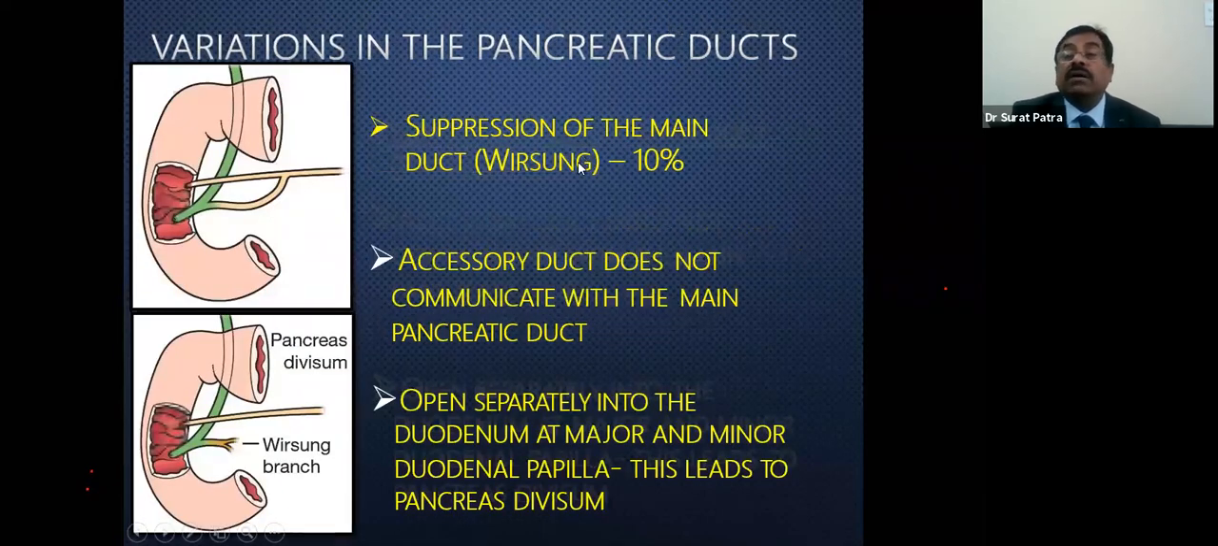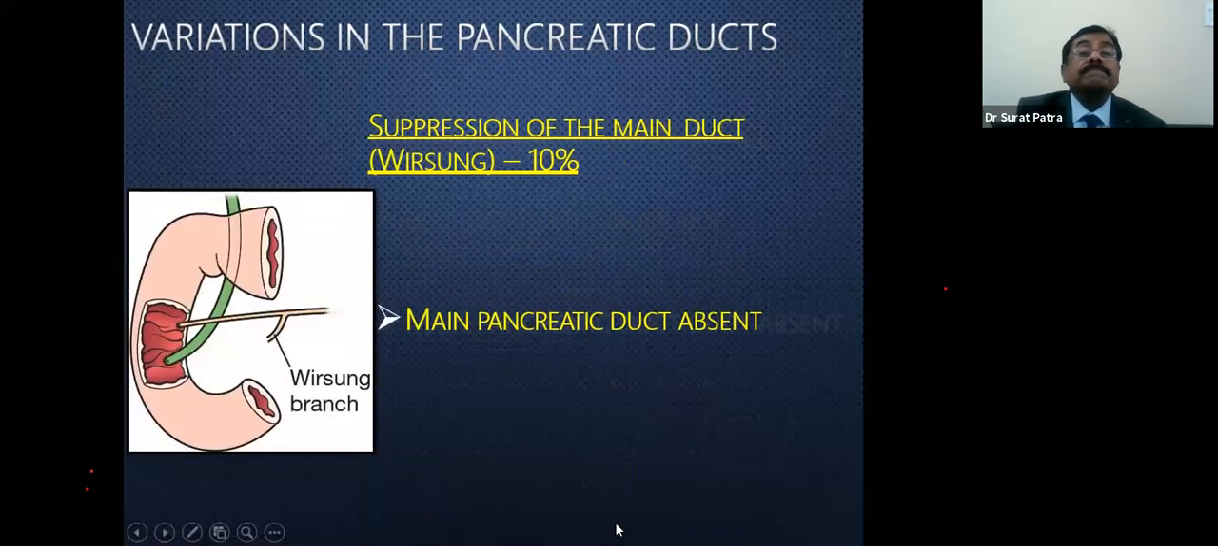Suppression of the main duct, duct of Wirsung, which is seen in 10% of cases. The accessory duct doesn't communicate with the main duct, or it opens separately into the duodenum at the major and minor duodenal papilla. This leads to pancreas divisum. Suppression of the main duct continues. The main pancreatic duct is absent. Here the main pancreatic duct is absent.